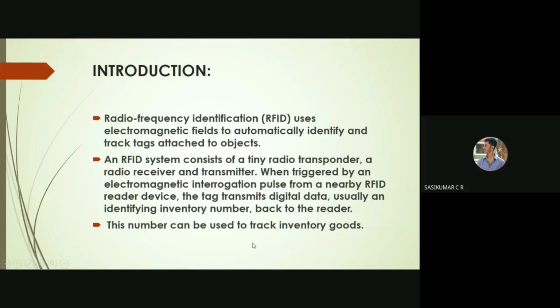Actually, radio frequency identification uses an electromagnetic field to automatically identify and track tags attached to objects. Usually, these are used at the entrance of offices to track the attendance of working people. An RFID system consists of a tiny radio transponder, a radio receiver, and a transmitter. When triggered by an electromagnetic interrogation pulse from a nearby RFID reader device, the tag transmits digital data, usually an identifying inventory number, back to the reader. This number can be used to track inventory goods.